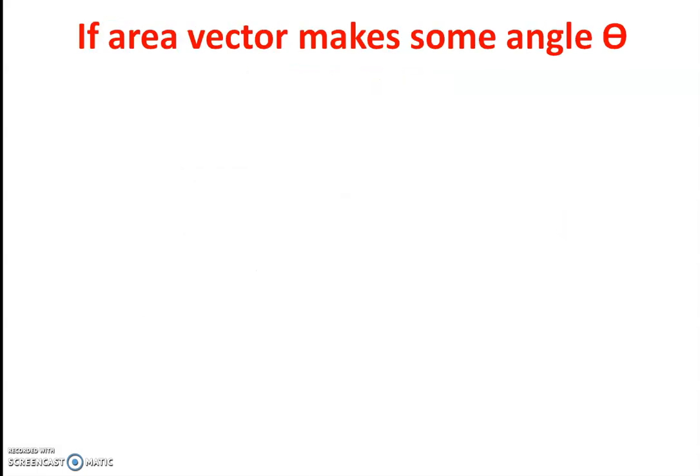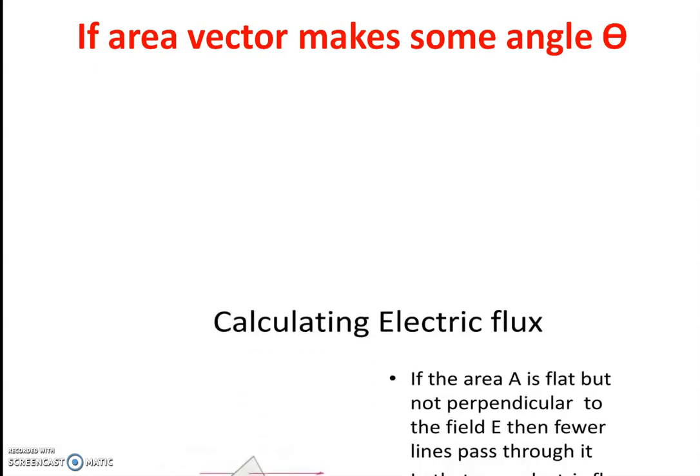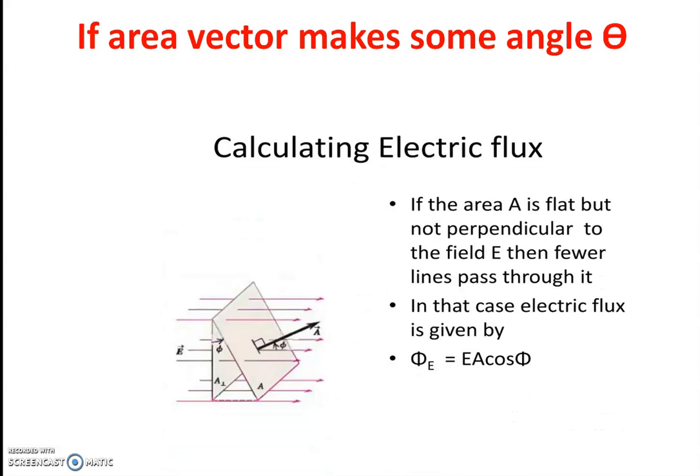Now we are considering the second case, if the area vector makes some angle theta other than 0 degrees. Here is the diagram. You can see that the area vector is making an angle theta with the electric field. In that case, flux is equal to EA cos theta. Why is it EA cos theta? Because all components will not be contributing to the flux. Only those field lines which are passing perpendicular through that area will be contributing to the flux. So flux is equal to E into A into cos theta.